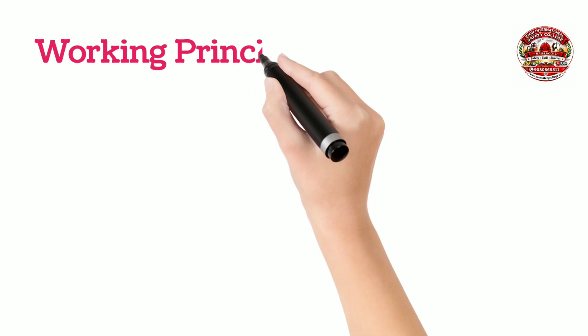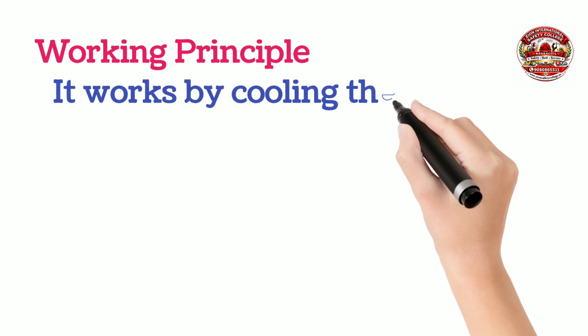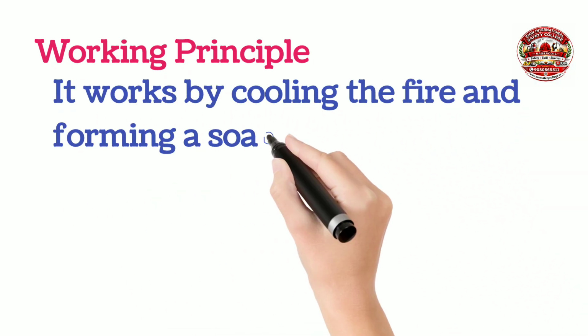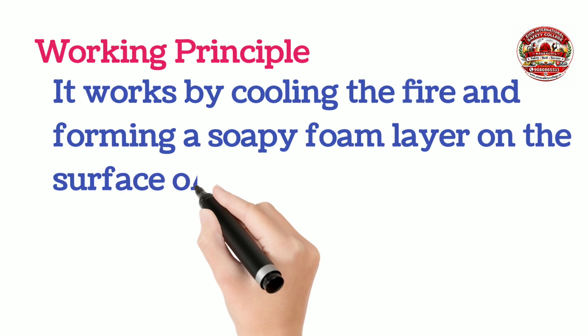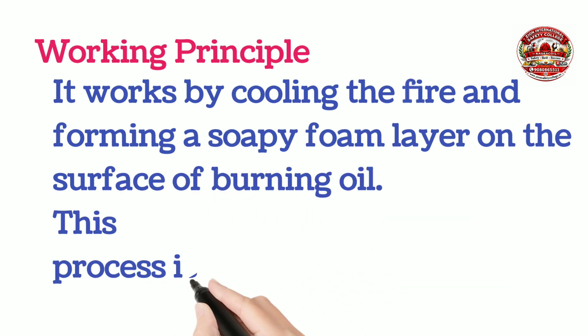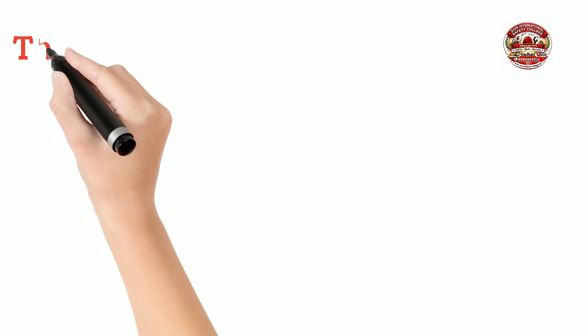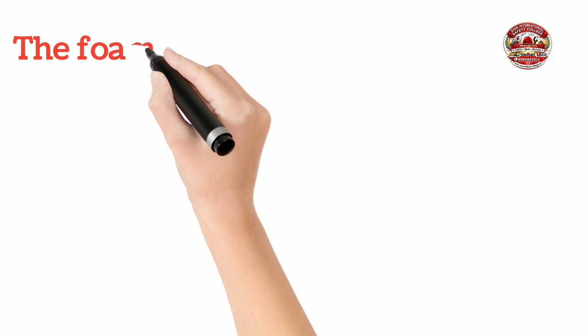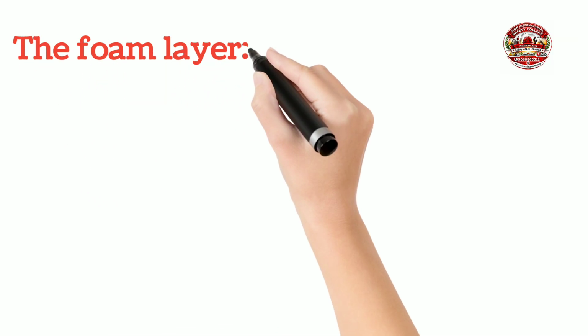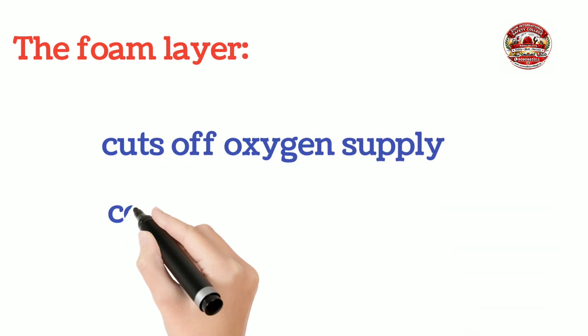Working principle. It works by cooling the fire and forming a soapy foam layer on the surface of burning oil. This process is called saponification. The foam layer cuts off oxygen supply, cools the hot oil, prevents reignition.